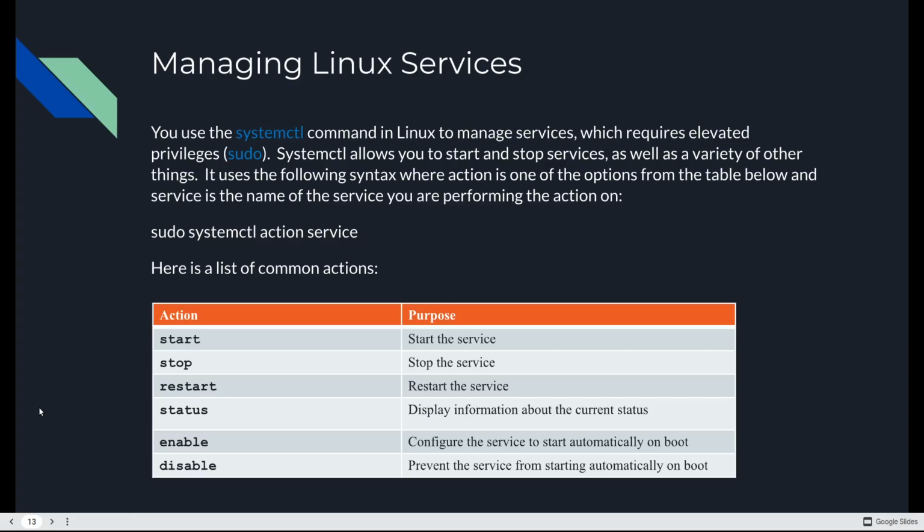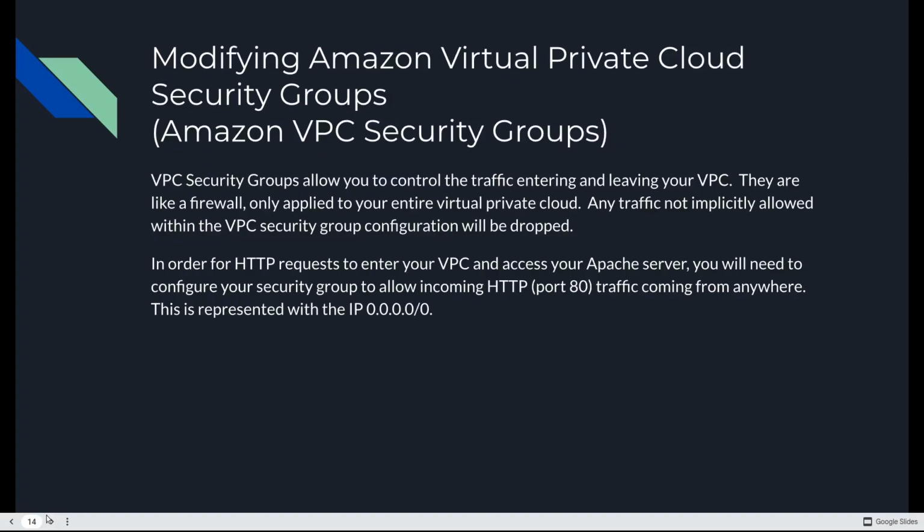So the action could be start, which will start the service, stop, which will stop the service, restart, which will restart the service, status, which will display information about that service's current status, like whether it's running or not, and then finally enable and disable. Enable configures the service to start automatically on boot. Disable prevents it from starting automatically on boot. And you can see whether it's been enabled or not in the output of the status command. So we're going to use all of those in the lab. We're also going to do a couple other things.